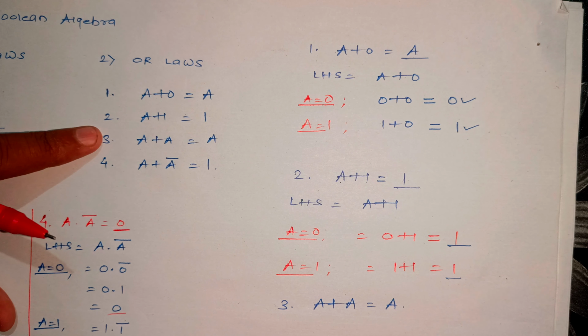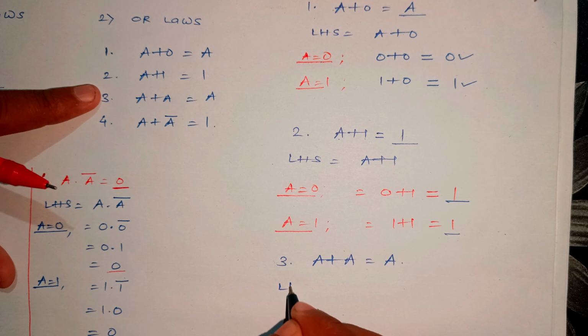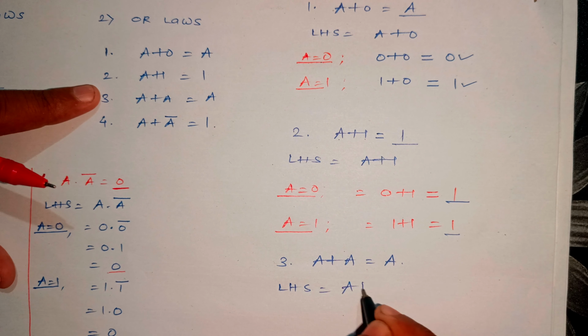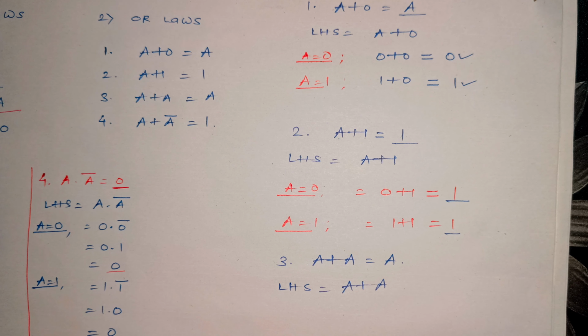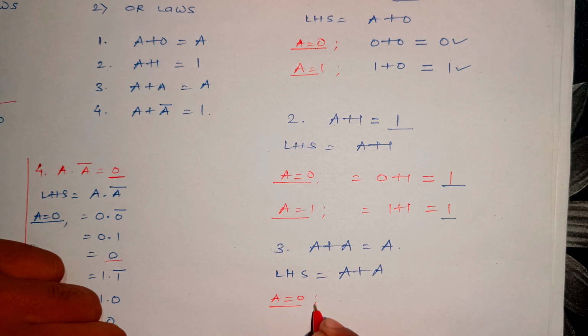Now third theorem, a plus a is equal to a. That means when I add the same variable, the result will be the original variable. चलिए LHS will take a plus a. Now two possibilities again. First, a0. If I put 0 here, 0 plus 0 will be 0. देखिए 0 consider किया था, we are getting 0.